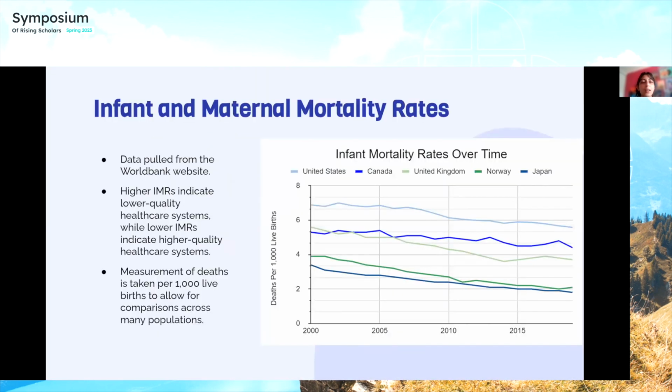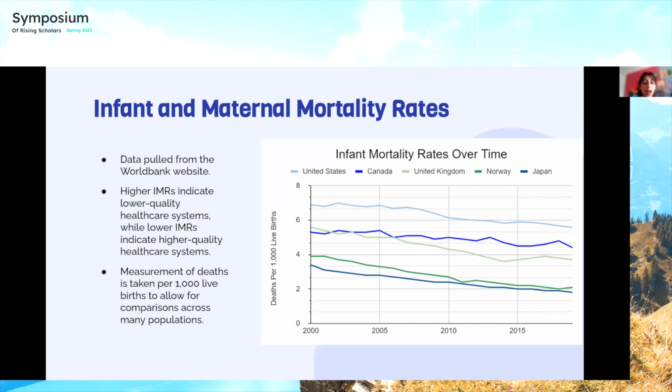For this one, it's talking about the infant and maternal mortality rates. I pulled the data from the World Bank website, which basically has all the infant and maternal mortality rates for each country. The five that I chose were the United States, Canada, United Kingdom, Japan, and Norway, just because, like I said, they're developed countries, and I don't think it would be fair to compare apples to oranges. So I wanted to keep it apples to apples.